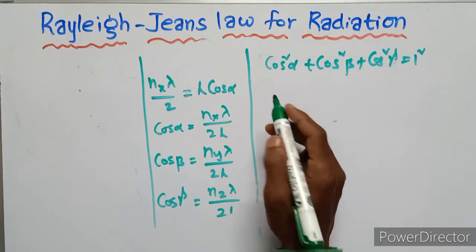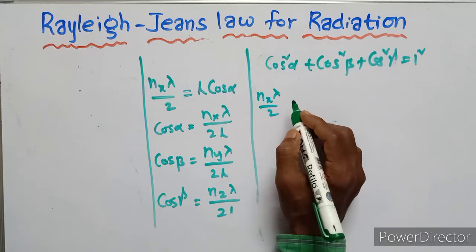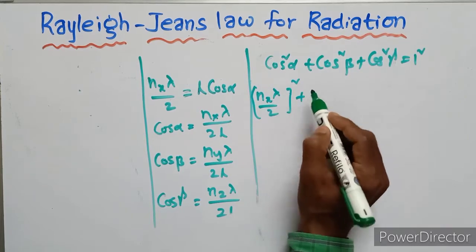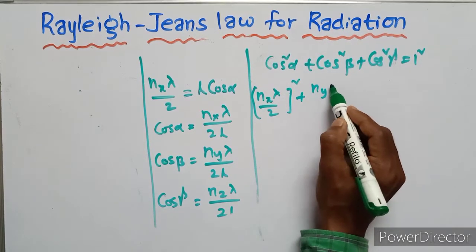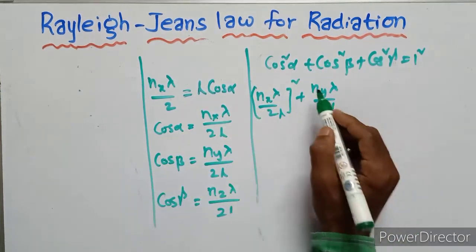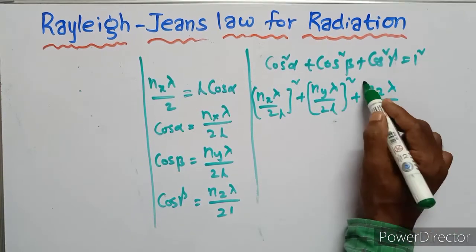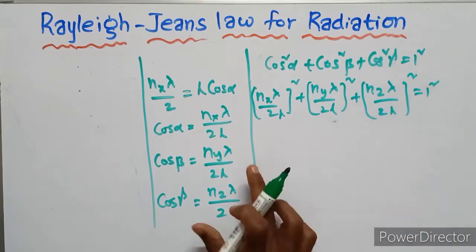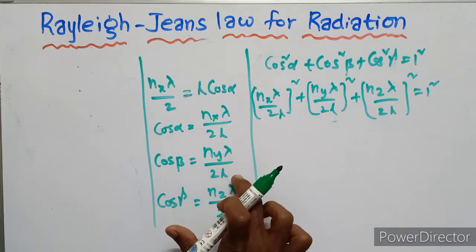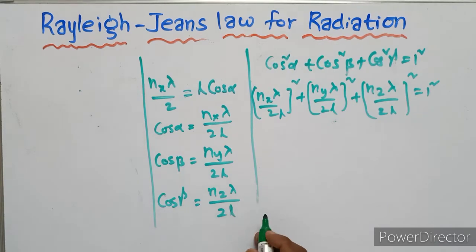We substitute these equations. That means (nx λ/2l)² + (ny λ/2l)² + (nz λ/2l)² = 1². Here l means cos α: cos α equals nx λ/2l, cos β equals ny λ/2l, cos γ equals nz λ/2l.